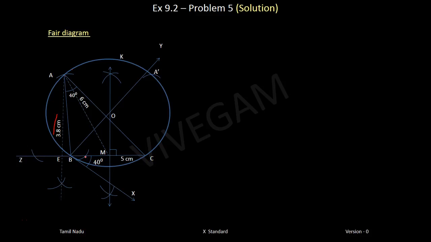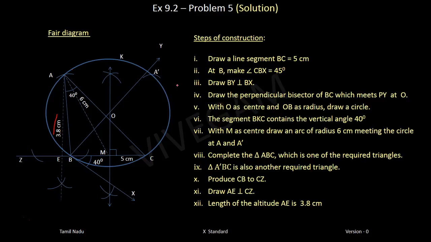If the length is 4 centimeters, let's take a 3 centimeter radius and draw an arc, and with the same radius, with this as a center, draw one more arc. These two arcs will intersect each other. Join the intersecting point to A, and that is your perpendicular line. It will cut ZC at one particular point, and that is E, and AE is the altitude, which is 3.8 centimeters. Okay, so let's go through the construction.